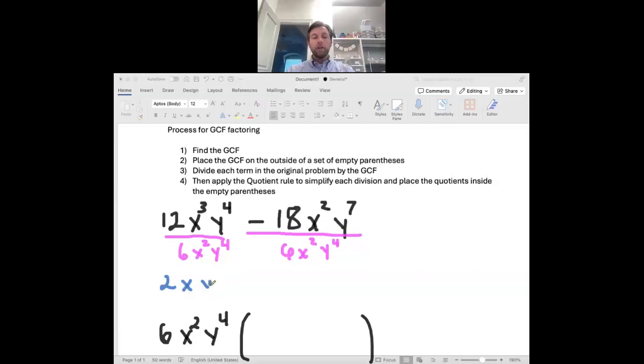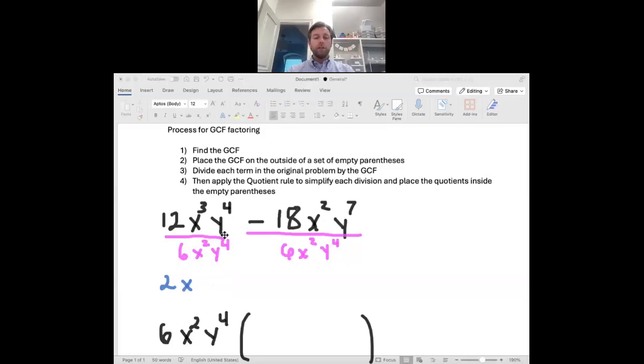The y, you're right. We do y to the 4 minus 4 power. That becomes y to the 0. And what's the rule for y to the 0? How do we simplify that part? You erase the y to the 0, and that becomes 1. So remember, it's times 1. So then 2x times 1 is just 2x.